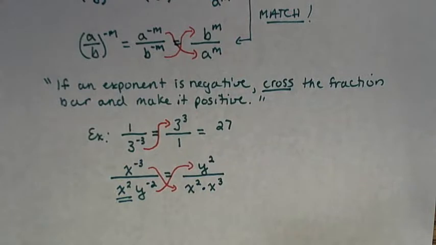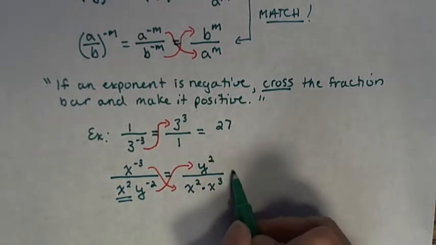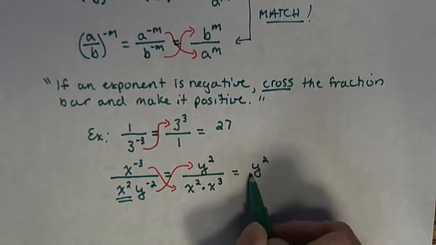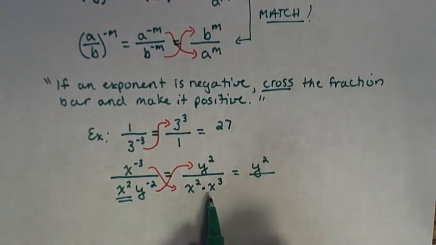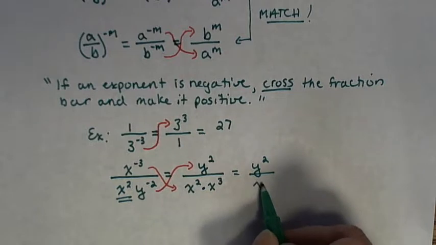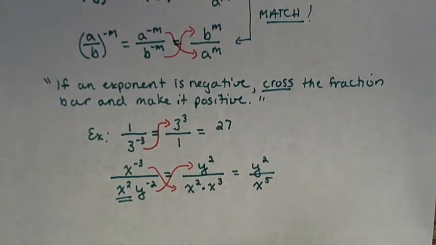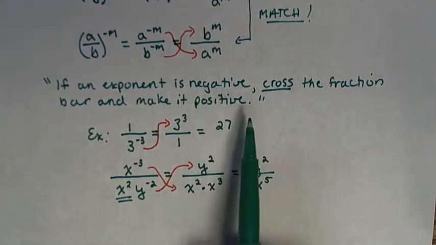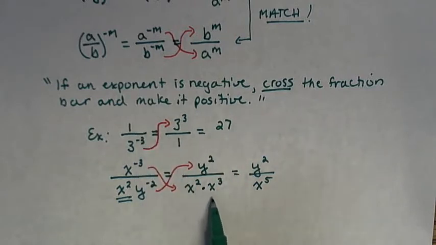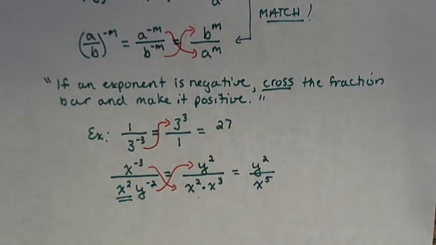Now this problem isn't quite done yet because I can actually still simplify it further. So on top I will have y squared. On the bottom, x squared times x to the third becomes x to the fifth. And so this little trick of crossing the fraction bar can make the work with simplifying these exponential expressions a whole lot easier.